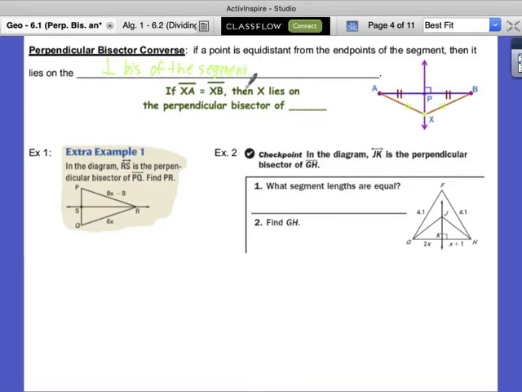Probably shouldn't use green right next to green. Okay, so what we're saying here is if XA and XB are congruent, then X has to be on the perpendicular bisector. We're saying X has to be on the perpendicular bisector of segment AB. I should use a different color for that so it sticks out.